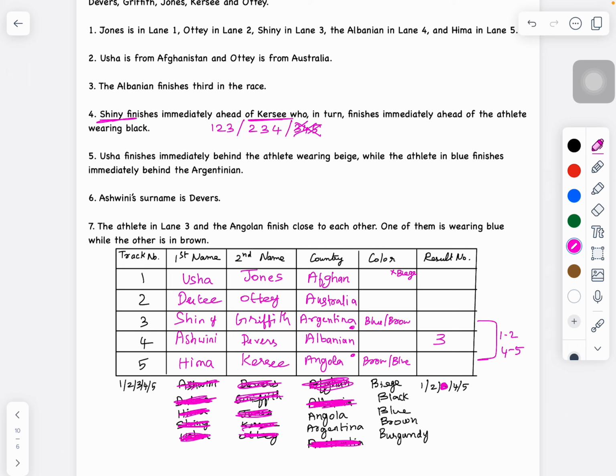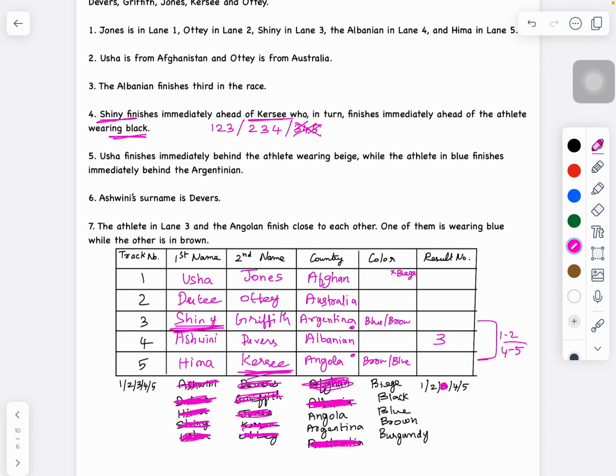Let's go through the points again to see if we can take help from some points. So what about point number 4? Shiny finishes immediately ahead of Kersey, who in turn finishes ahead of the athlete wearing black. We have a small hint here. Shiny finishes ahead of Kersey. So we are speaking about these 2 rows, row number 3 and row number 5, and these 2 people also finish ahead of somebody wearing black.